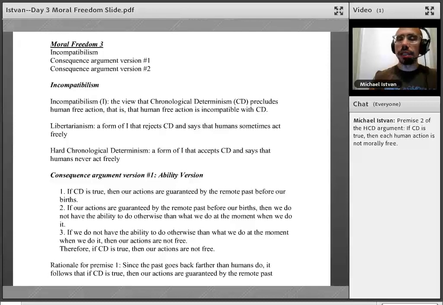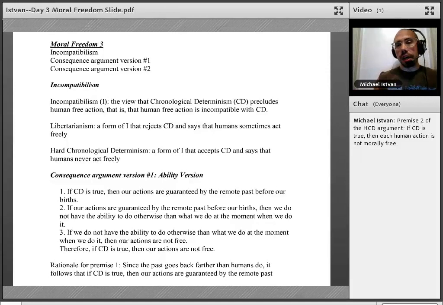Last time we discussed compatibilism. What is compatibilism? Well, an easy way to express it is as follows. Compatibilism is simply the rejection of premise 2 of the HCD argument. Now, what is the HCD argument? We've talked about that for 2 sessions already, so you should be able to rattle it off.